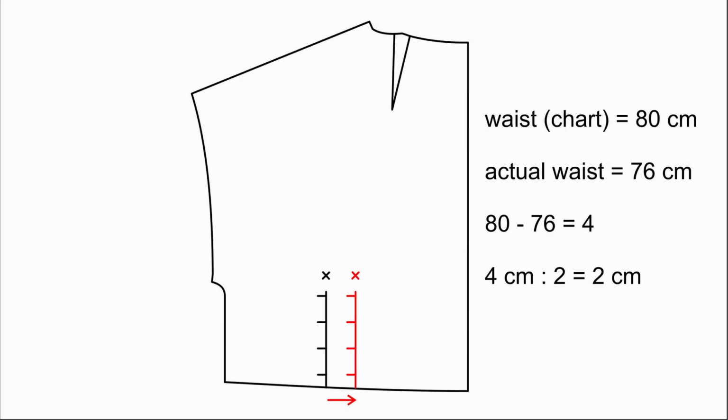Let's say the difference between the waist measurement mentioned in the chart and your actual waist measurement is 4 cm. Then you divide this difference by 2. Then you get as a result how much you should move everything towards the center back. Again, this is marked in red here.